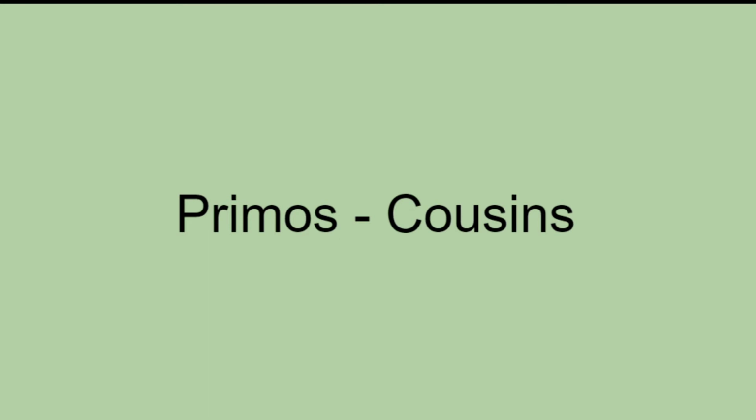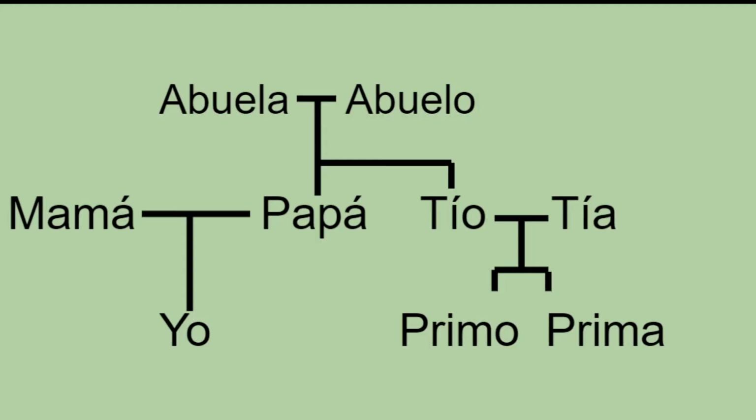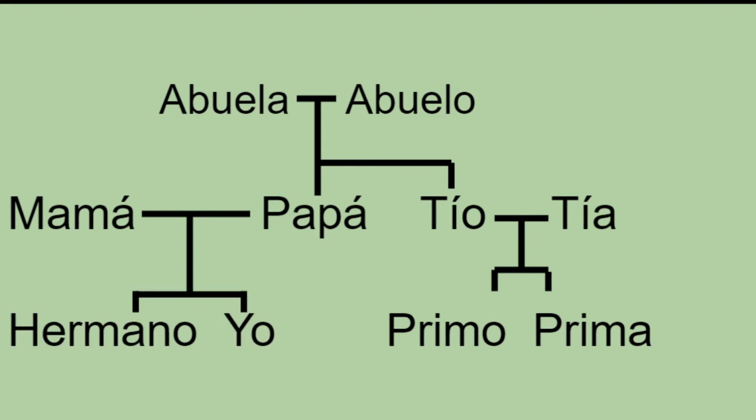Primos are cousins. Now here's where something's a little bit different. In English, you always say cousin, regardless of whether your cousin is male or female. But in Spanish, we do actually differentiate between male and female cousins. But it follows the same pattern that we've been seeing up till now, so it should be pretty easy. Okay, so we have our tío and tía, who had kids, primo and prima. We're going to add one person back into our family tree, hermano, which is brother, next to yo. And now we've got a pretty full family tree, at least for the immediate family.